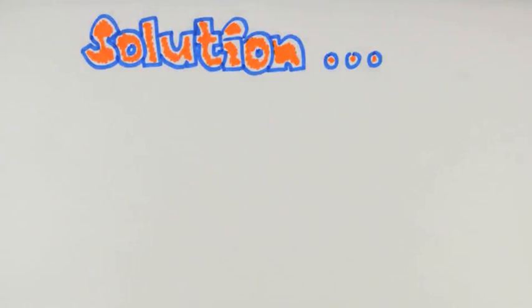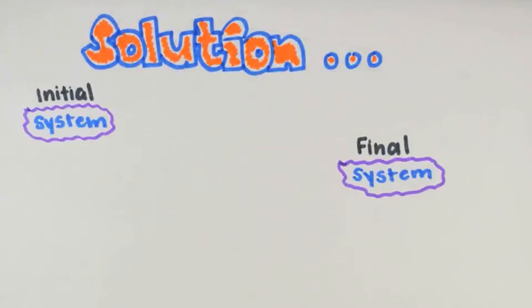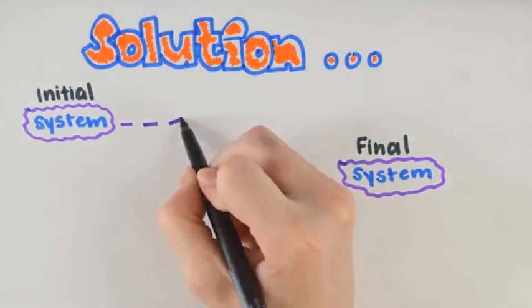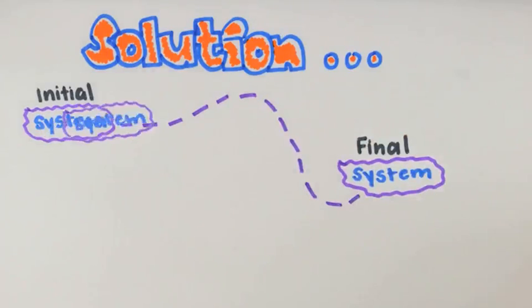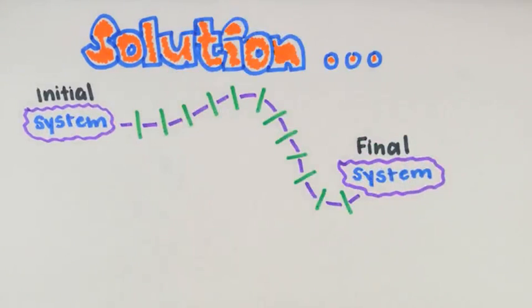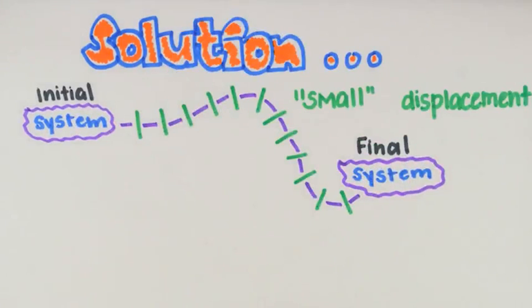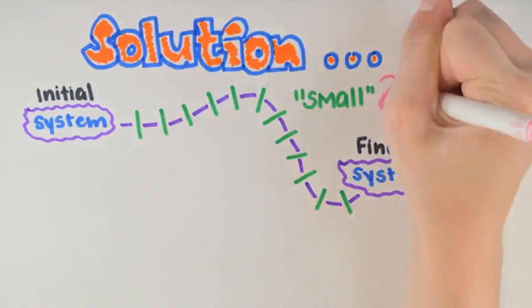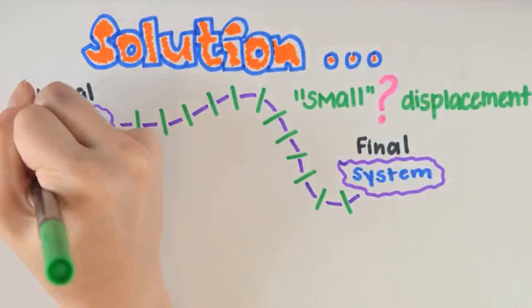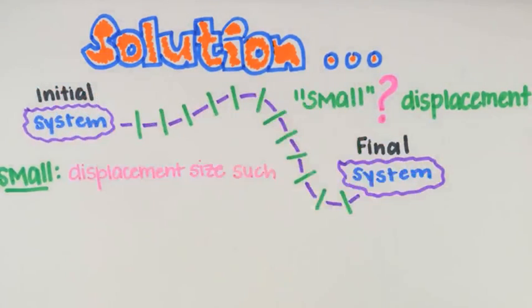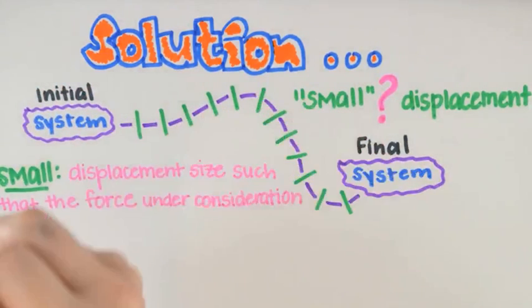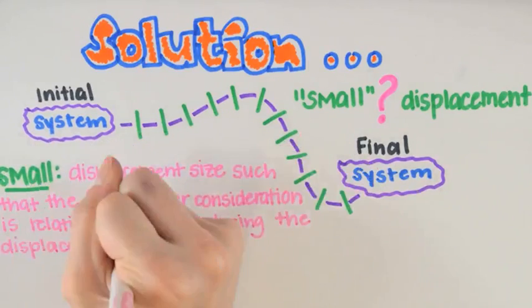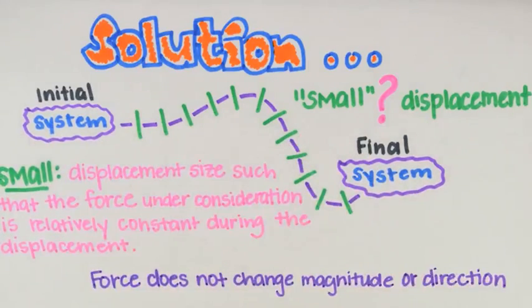Again, we imagine that our system progresses from an initial state to a final state. But here we're going to think about the path as being rather curvy, say like this. Now let's think about breaking this path up into a sequence of small displacements, say something like this. Now how do we know what small means here? Here's how. We choose the displacement small enough such that the force we're considering is, to a very good approximation, constant during this displacement, meaning the force doesn't change in magnitude, and the force maintains the same direction relative to the direction of the displacement.